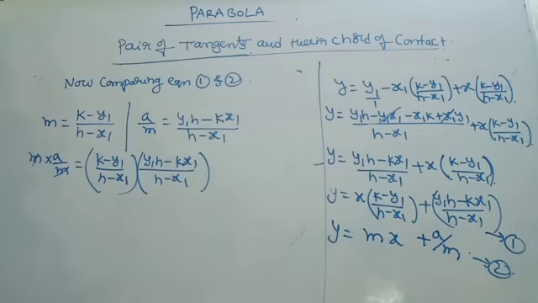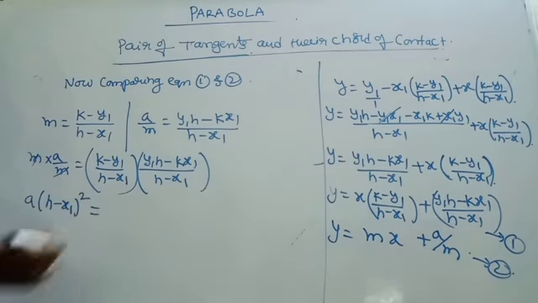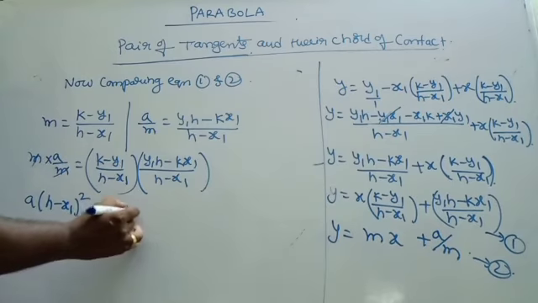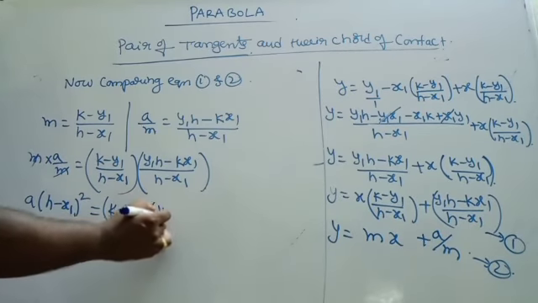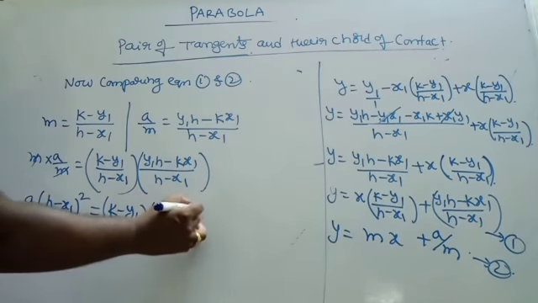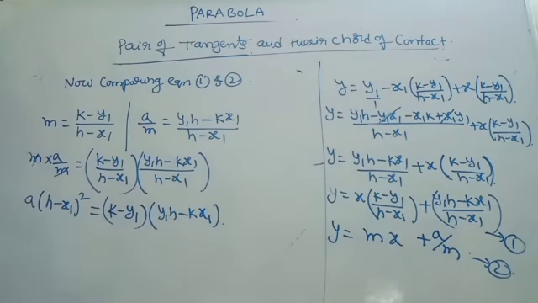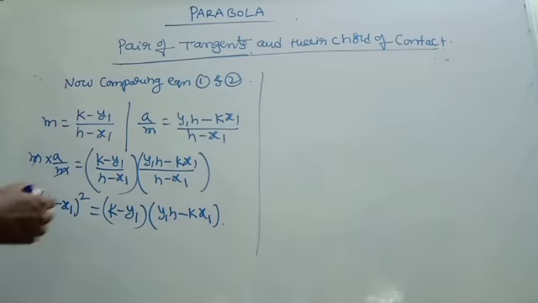Once we cross multiply this, with h minus x1 whole square, we will get a into h minus x1 whole square is equal to k minus y1 into y1h minus kx1. This is the equation we have got.